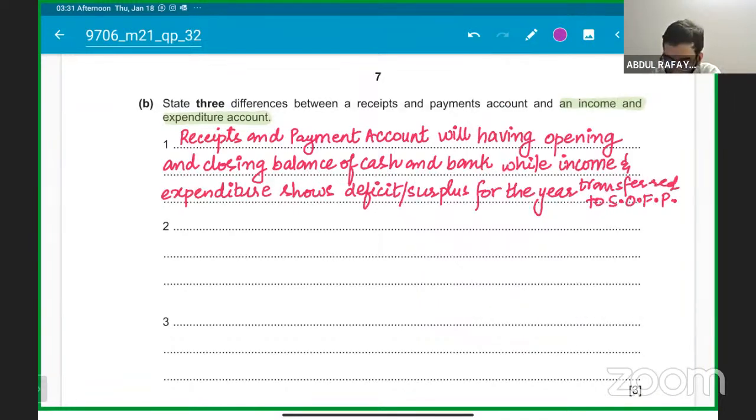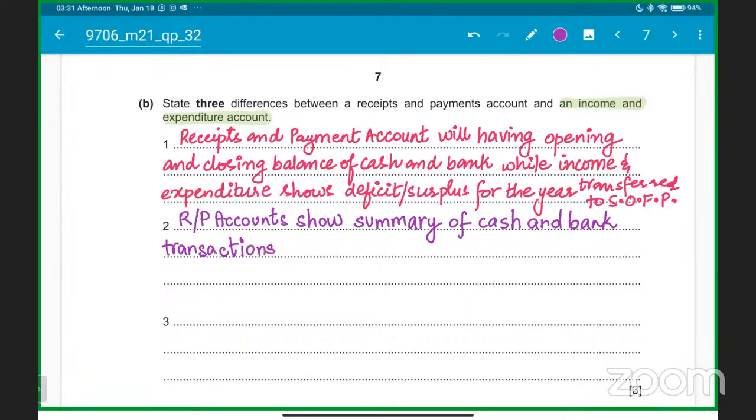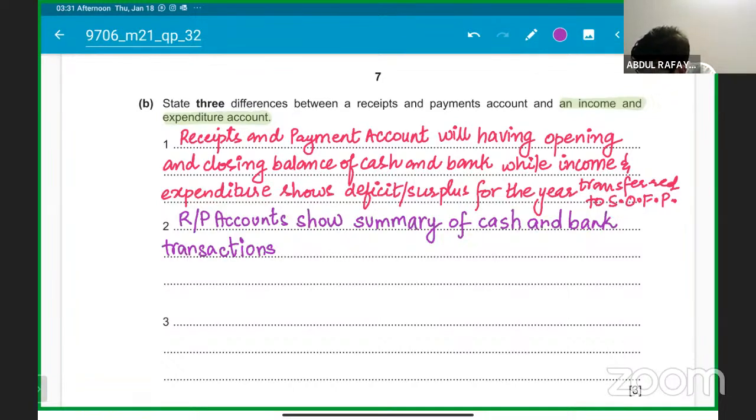As I mentioned, receipts and payments account. So let's make it short now. Receipts and payments accounts will show the summary of the cash and bank transactions. Okay, everyone getting it? Will show summary of cash and bank transactions, the cash receipts, while the income and expenditure account.